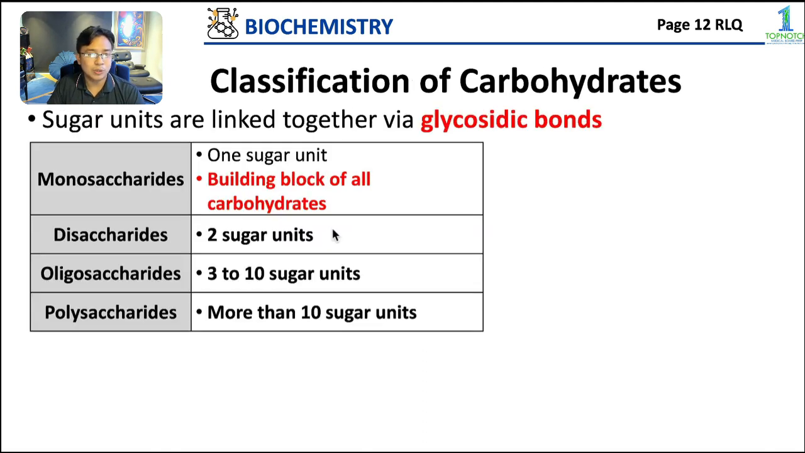Now, carbohydrates can be classified based on the linking of their sugar units. They are linked together via glycosidic bonding. A monosaccharide is one sugar unit and serves as the building block of all carbohydrates. Disaccharides are 2 sugar units. Oligosaccharides are 3 to 10 sugar units. Take note, guys, 3 to 10 is what we use for oligosaccharides. And polysaccharides are more than 10 sugar units.